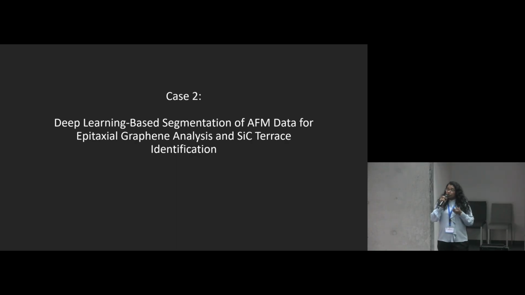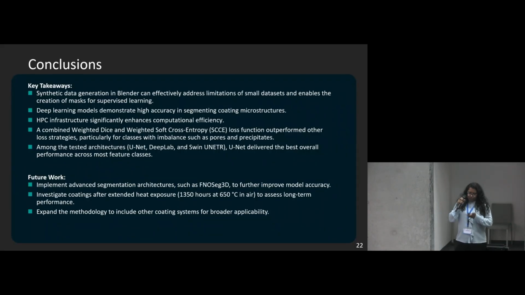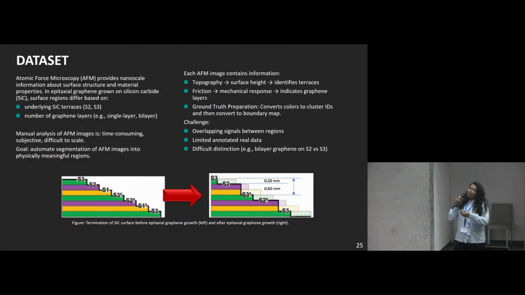deep learning based segmentation of AFM data for epitaxial graphene analysis on silicon carbide terrace identification. So this is also a microscopic image, but it's on nanoscale, and this is a different type of microscope, AFM. The motivation is just to analyze how the graphene is growing on silicon carbide structure to understand the nanoparticles and material properties.